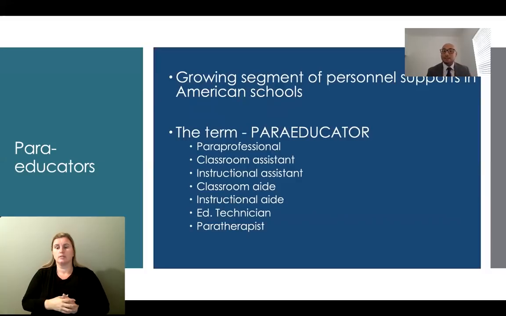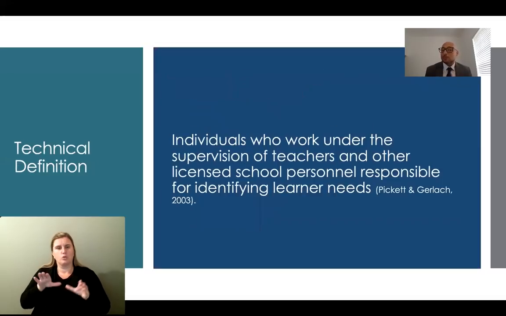Paraeducators have been identified with multiple terms, such as paraprofessionals, classroom assistants, instructional assistants, classroom aides, instructional aides, educational technicians, paratherapists, and perhaps in some other states, parapros. They are a group of individuals who work under the supervision of a special education teacher and/or other special licensed personnel who is responsible for identifying learner needs in school settings.